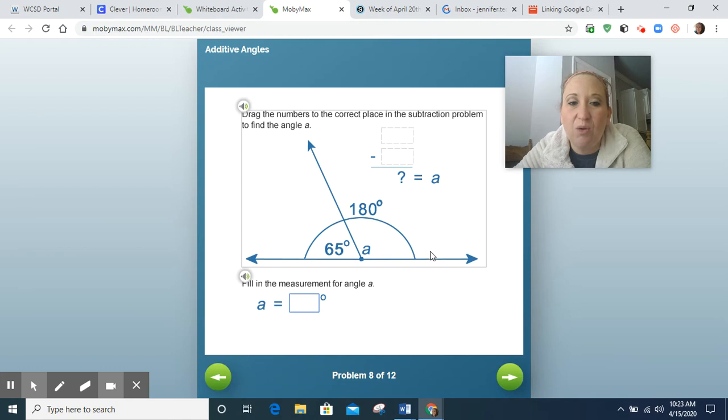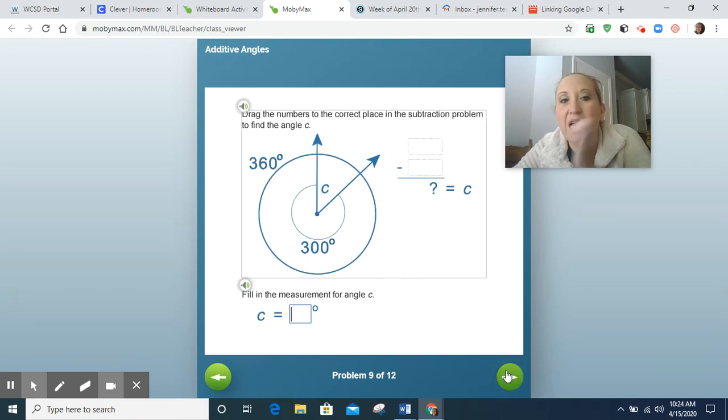Now let's look here. We know the whole thing is 180. So with subtraction, remember we start with our in all. We take away this part we know, the 65 degrees, okay? And we can do mental math with that. We know 180 minus 60 would be 120. And we take away 5 more, we would end up with 115, okay?